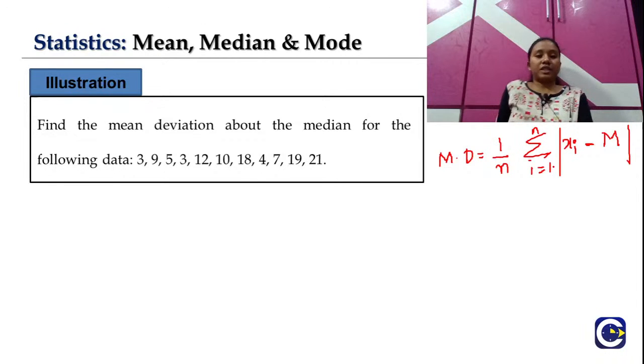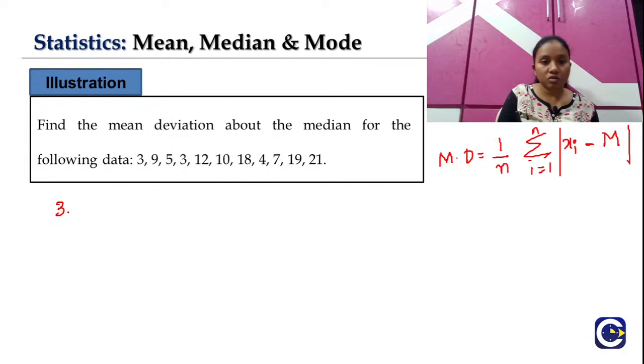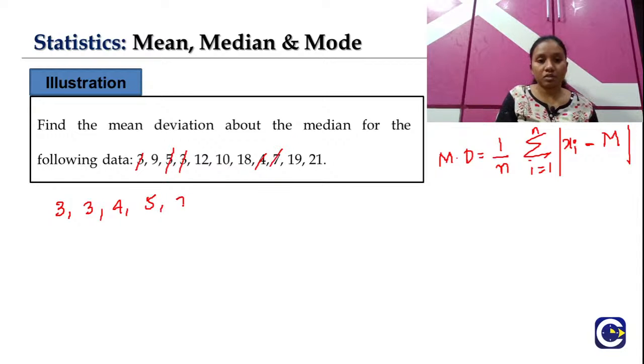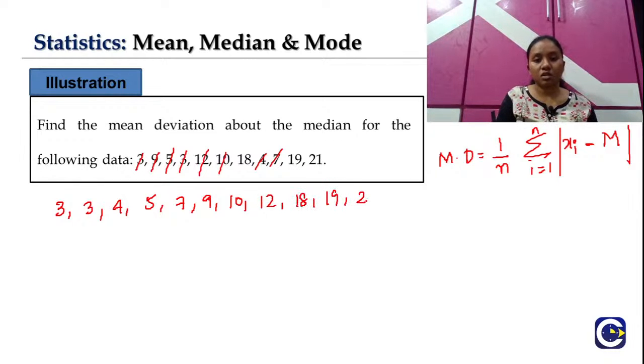So in order to find the median, you have to arrange the data in either ascending or descending order. So let's do that. 3, 4, 5, 7, 9, 10, 12, 18, 19, 21. So I have arranged it in ascending order.